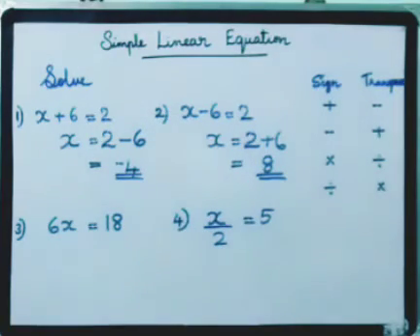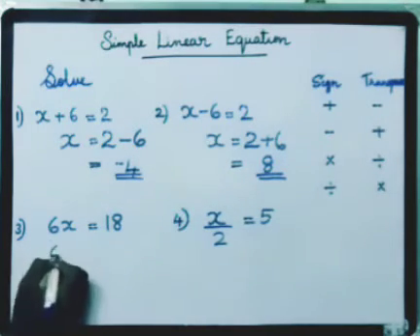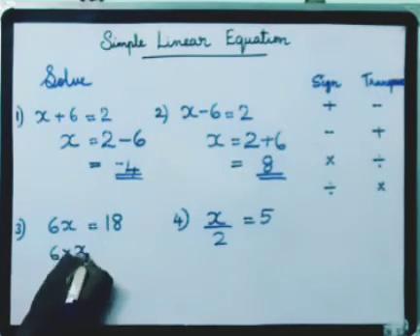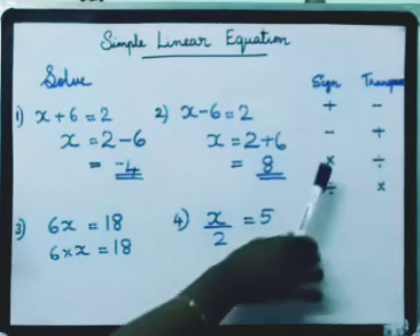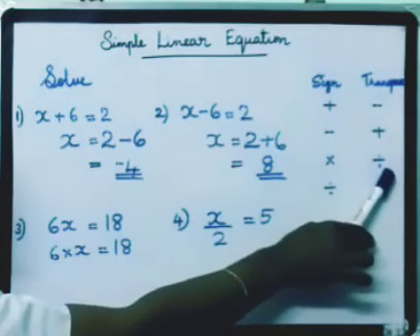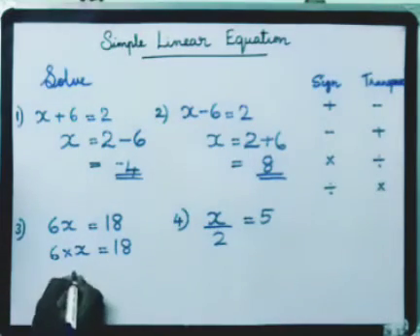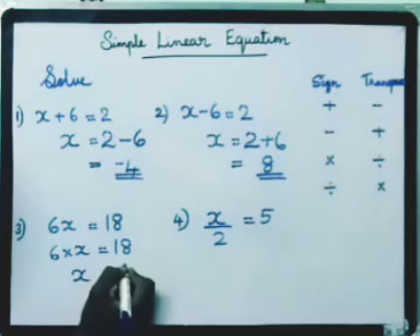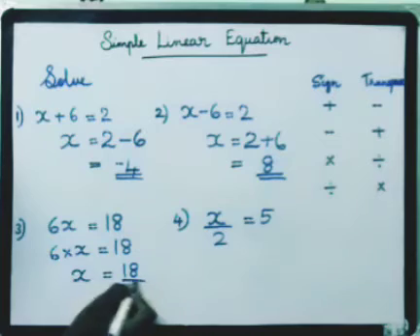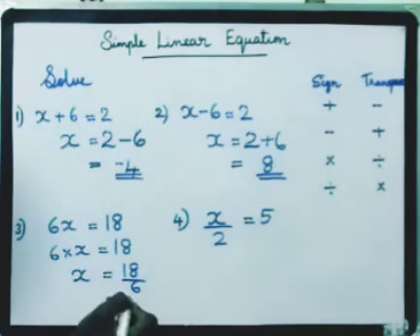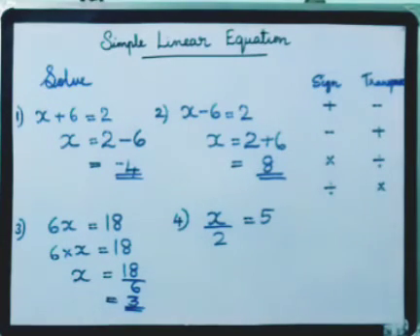Now look at this question. 6x = 18. You know that the symbol in between 6 and x is multiplication. So 6 into x is equal to 18. So if multiplication comes, when you transpose it to the other side, it becomes division. So x is equal to 18. What number do you want to divide 18 by? Divided by 6. Okay, 18 divided by 6, answer is 3. 6 goes 3 times in 18. So the value of x is 3.